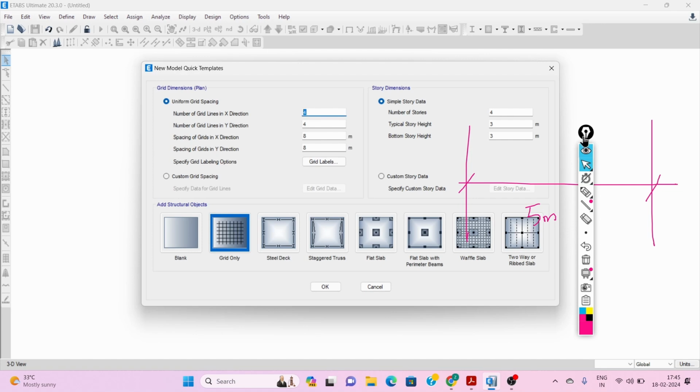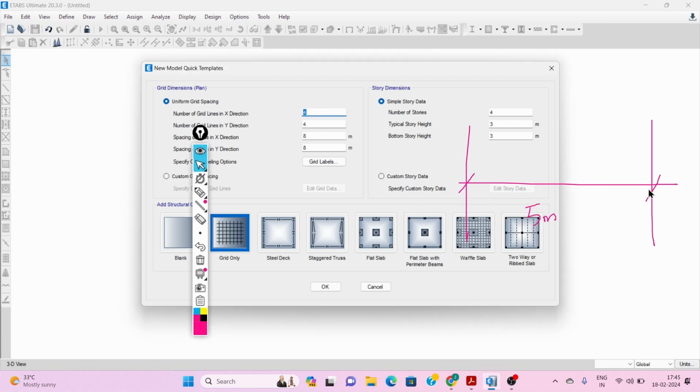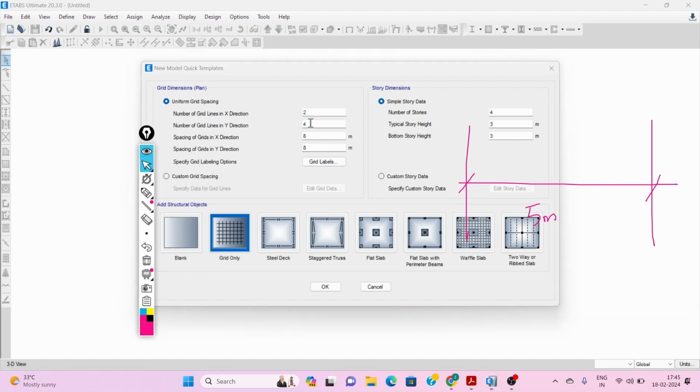Number of grid lines in X direction we have 2. Number of grid lines in Y direction, we don't have any grid in Y direction. I will just take 2. Okay. Spacing is 5 meter. Only one beam we are modeling over here. Spacing is 5 meter in X direction. You can keep the story count as it is. Okay. Just click on OK.